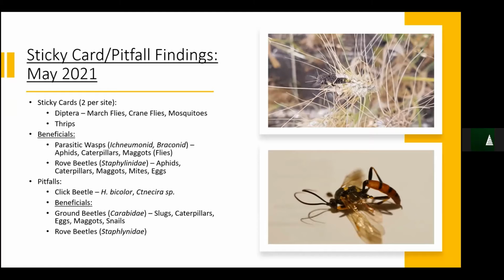And then again, I found some more rove beetles, which were great. And I have some pictures of a parasitic wasp there on the bottom right. And that one on the top right is a rove beetle that I found up in the BC Peace. It's quite big. The ones that I had found on the sticky traps and in the pitfalls were a little smaller, but still cool nonetheless.